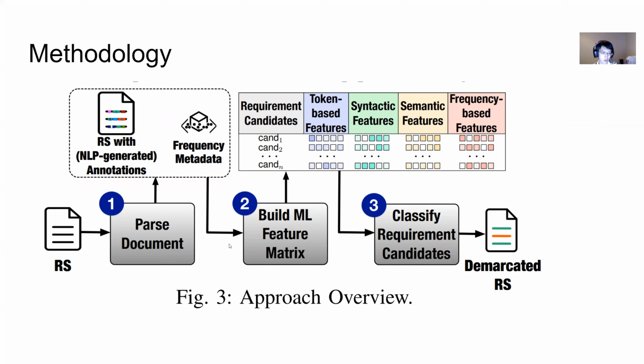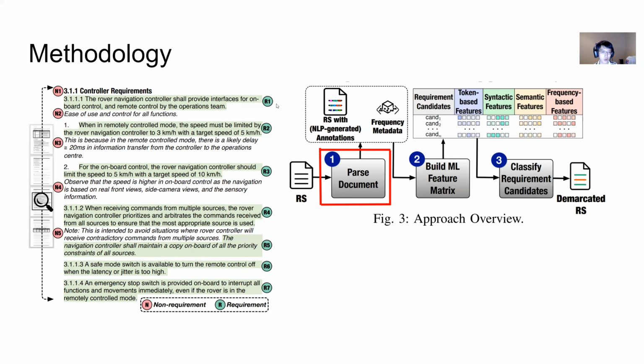The methodology has three different parts, and this is an overview. The RIS is the paragraph; first we parse it, then build a matrix, then classify, and the last one is the result. Let's see the first part. The first part is quite simple because it uses NLP to generate each sentence. It just parses the document into sentences.